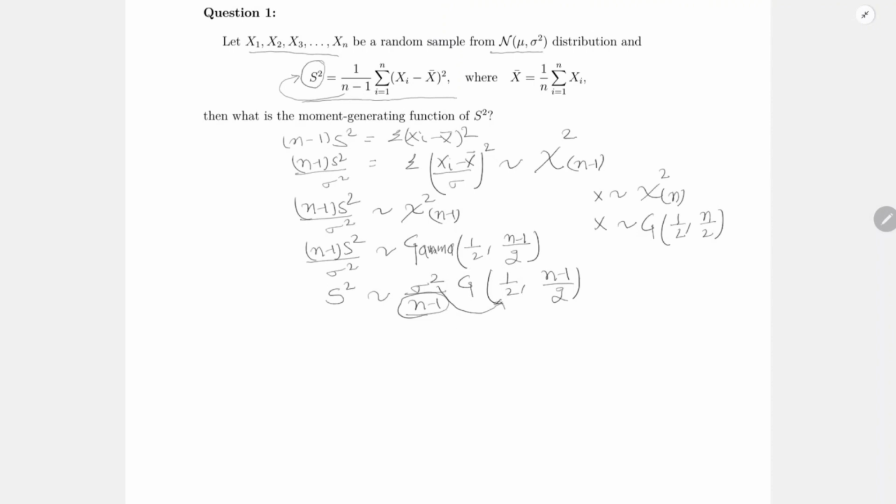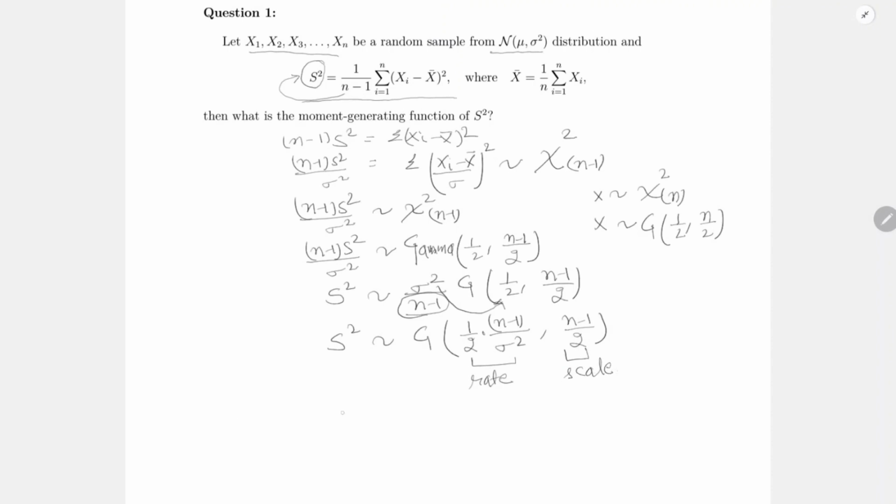Okay. So we can write s square follows gamma distribution. This rate parameter will be the same. Then n minus 1 will come in the multiplication and sigma square will come in the division. And this scale parameter will remain unchanged. There will be no effect of multiplication and division in the scale parameter. (n minus 1) by 2 will be the same. Okay, so this s square follows gamma distribution with this rate parameter, and this is the scale parameter.